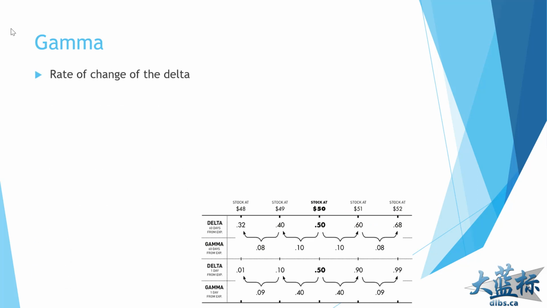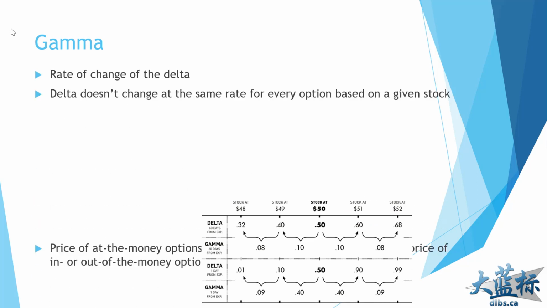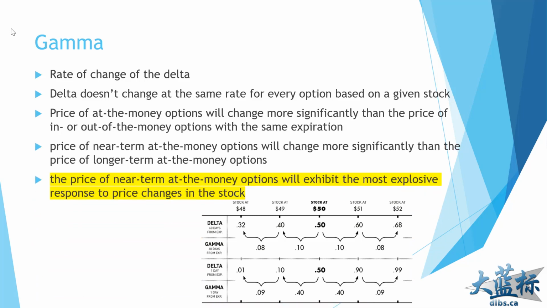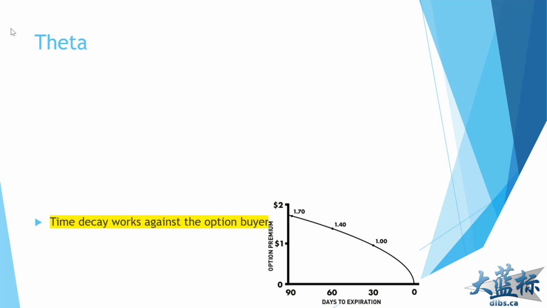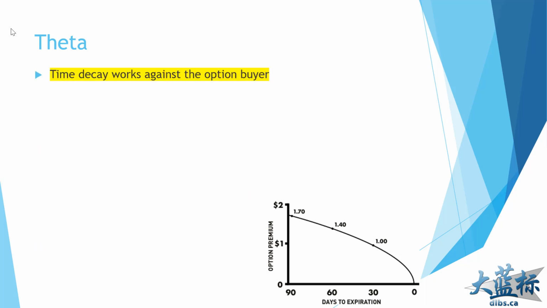And gamma is the rate of change of the delta. The thing to remember here is the price of the near term at the money will exhibit the most explosive response. And that's why, again, most options are traded near or at the money. Theta is time decay, and you must remember when you buy options, unlike the prior video where we talked about selling options, here you're buying the options, so time decay works against you. So you do need to determine how far out the expiration dates are that you select. But again, these are all within your control.